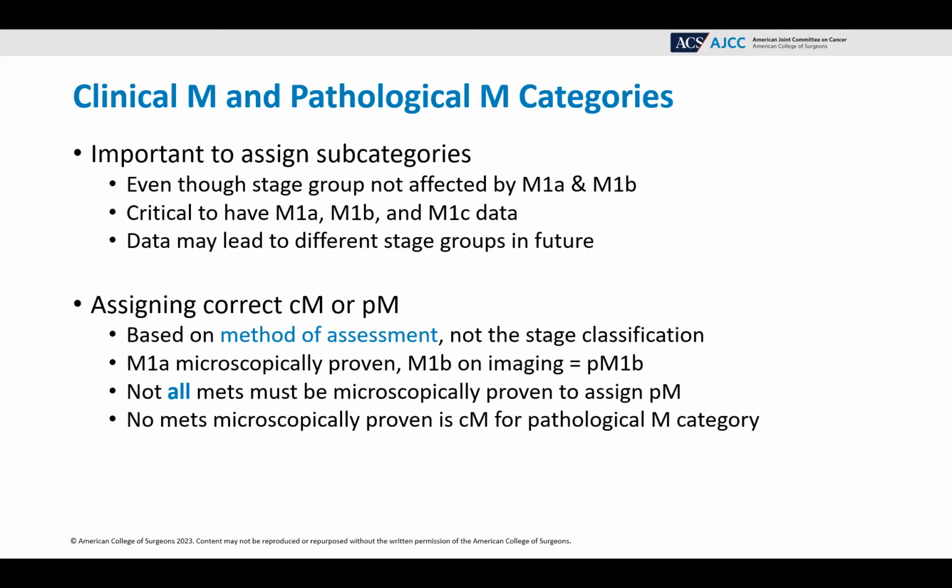And in assigning the correct CM or PM, remember it is based on the method of assessment, not the stage classification. M1A microscopically proven and M1B on imaging would be PM1B. Not all METs must be microscopically proven to assign the PM category. And no METs microscopically proven is CM for the pathological M category.